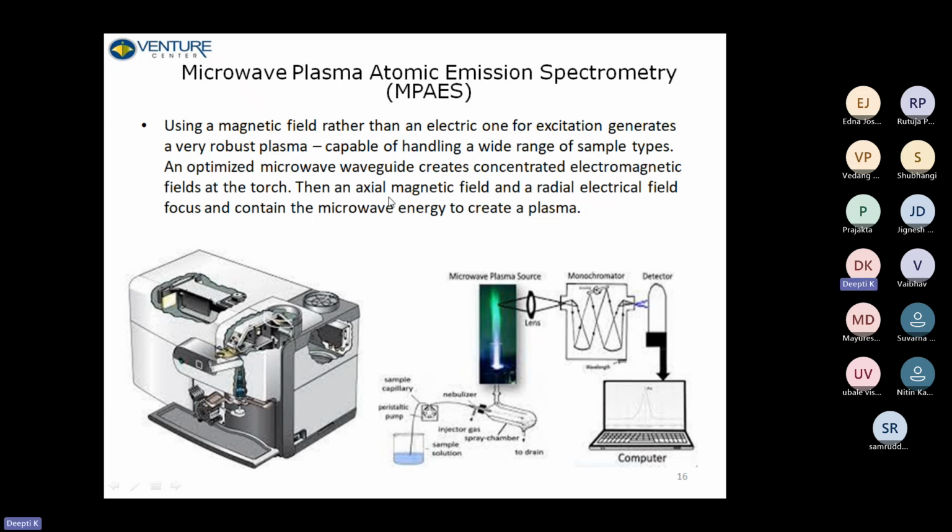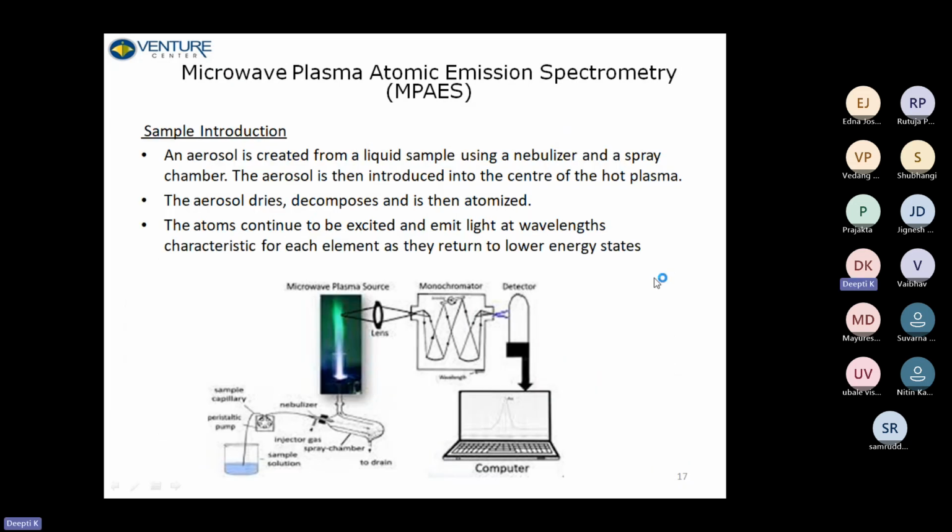An optimized microwave waveguide creates concentrated electromagnetic fields at the torch. Then an axial magnetic field and radial electric field will contain the microwave energy to create a plasma. The process is quite simple. Similar to ICP OES, we have a sample introduction unit wherein the sample in the form of an aerosol is introduced into the flame. This aerosol is created with the help of a peristaltic pump, which withdraws the liquid from the sample tube.